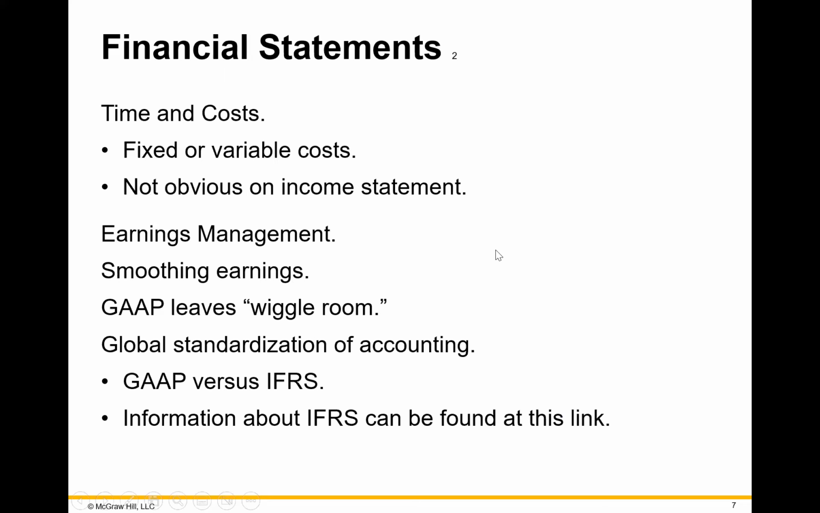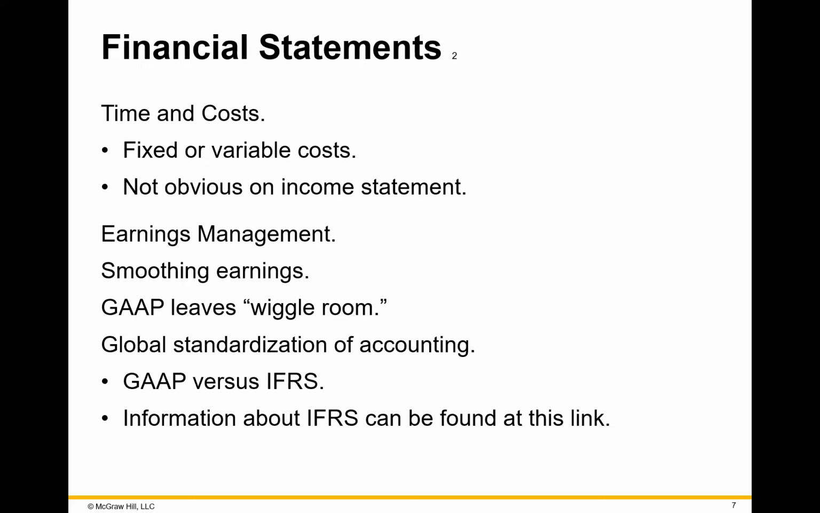Financial statements continued. Okay, time and costs. You've got fixed or variable costs. To give you a refresher, the fixed costs are the ones that do not change whether you sell an item or not. Variable cost is the one that only applies when the item is sold, because it only applies to the item and not the fixed stuff, like let's say you're building. Not obvious on the income statement.